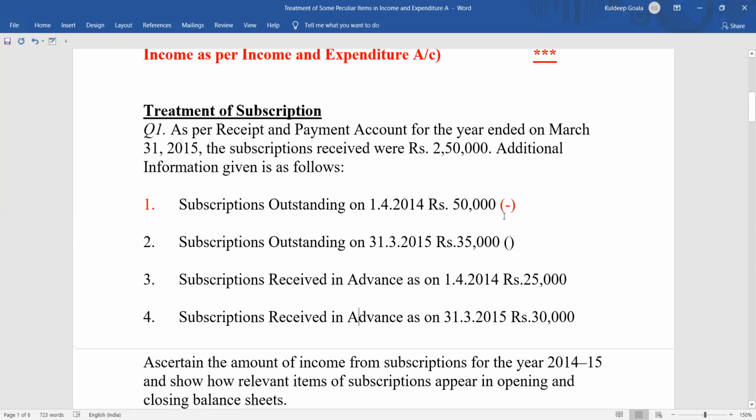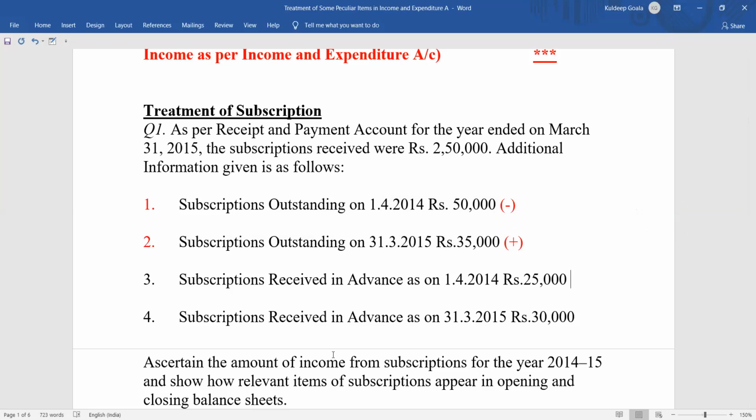The subscription part, I guess you have understood up to here: subscription outstanding at the beginning of the year will be deducted, 50,000, because this whole 50,000 is received in this year. How did we come to that conclusion? Because there is no other information about how much amount has been received this year, so the whole of the 50,000 will be deducted. In the same way, the next point, subscription outstanding on 31st March 2015 of 35,000, relates to the current year. So the whole of this money will be added, because this is the current year's outstanding, relating to a current year item, so it will be added.